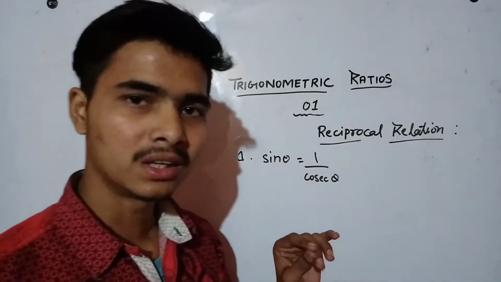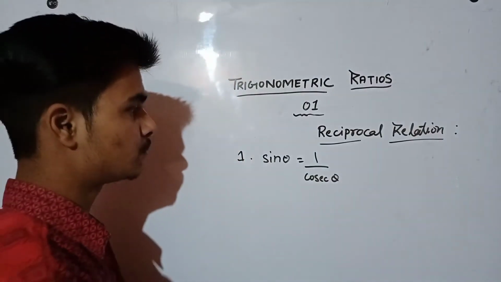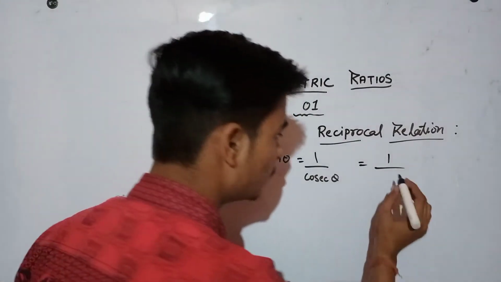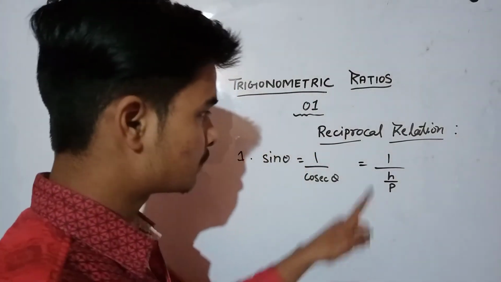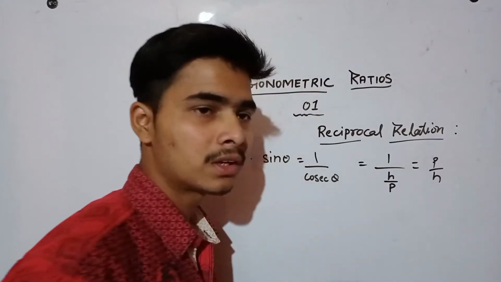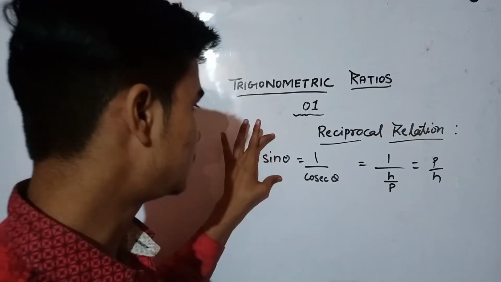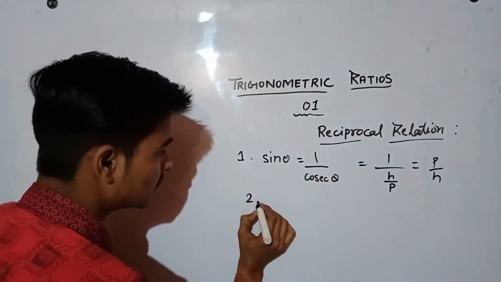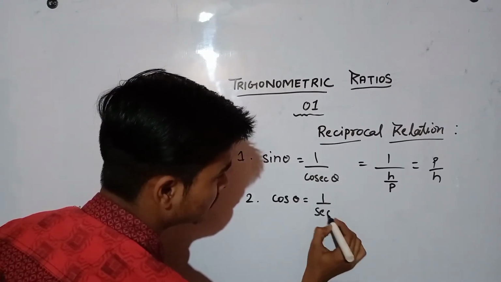If you do not consider that this is true, then let me give the proof also. What was cosecant theta? I hope that you remember it. It is h upon p, and its reciprocal is p upon h, meaning perpendicular upon hypotenuse, which is exactly equal to sine theta. So sine theta can be written as 1 upon cosec theta, and similarly cos theta can be written as 1 upon secant theta.